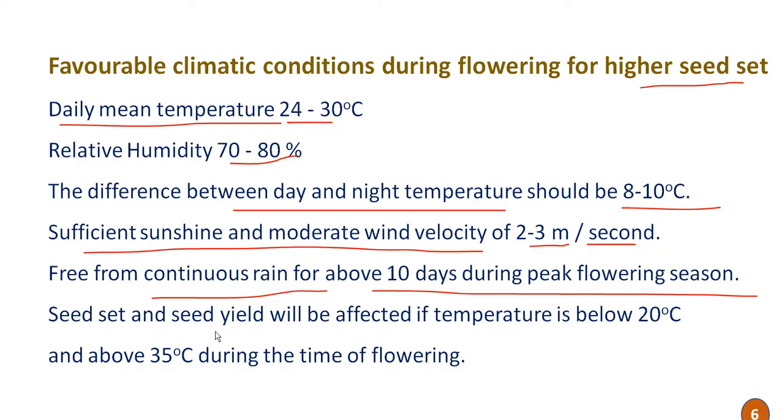Then seed set and seed yield will be affected if the temperature is below 20 degrees Celsius. So this is the temperature range beyond which or below which the seed set is highly hampered, so the temperature should not go below 20 degrees Celsius or above 35 degrees Celsius during the time of flowering. That means between 20 and 35 degrees Celsius is good for higher seed set during flowering.